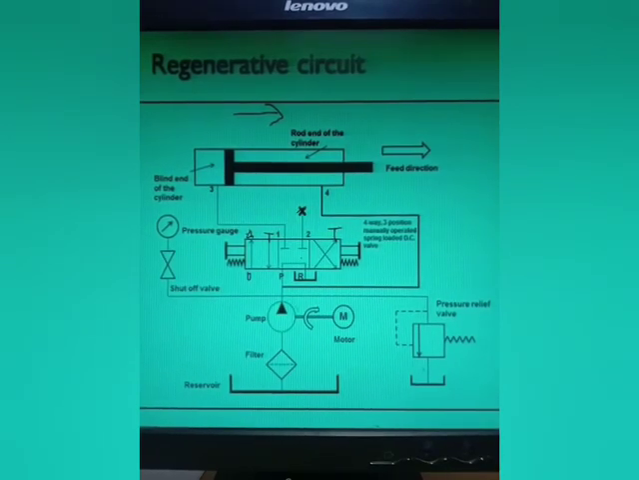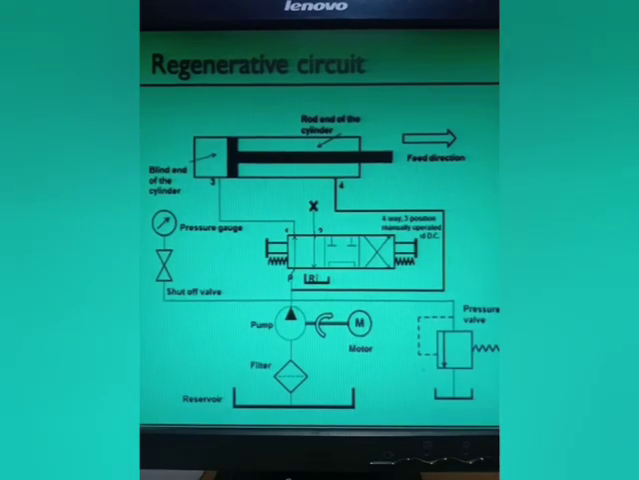Now this is the position. Now let us see how this circuit will regenerate the energy. Suppose I push the direction control valve to position number 1. So what will happen? When the direction control valve is connected to position number 1, you can see here the pump is connected to the A end. So the oil from the pump will go to this line, and it will go to the blind end of the actuator, or generally we call it the A end of the actuator.